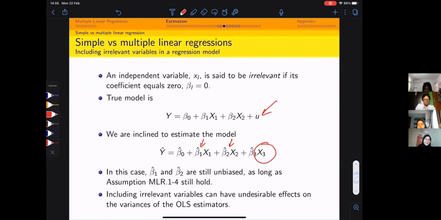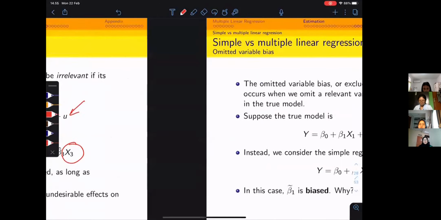Anyone? Low variance, sir. Yes. So in general, it will be preferable for us to get a lower coefficient, okay? A lower variance of the model, okay? If we have a very high variance, then we're not going to be confident with our estimate. Okay, so very good. All right, so this is the first scenario, in which we include an irrelevant variable into the model.